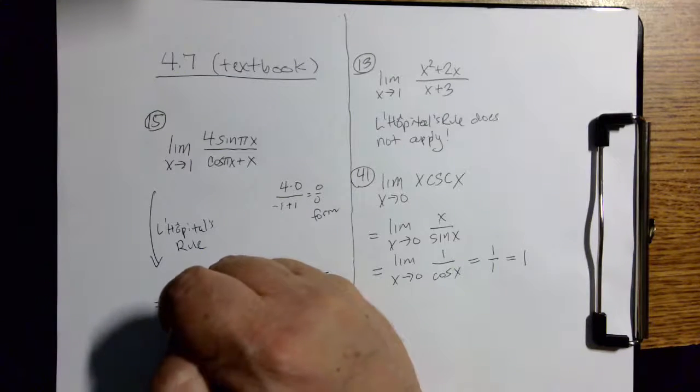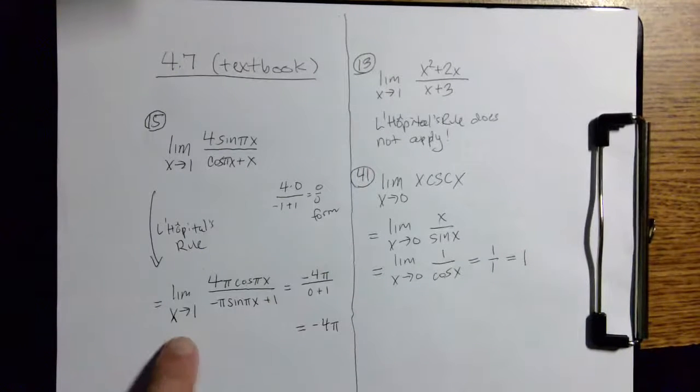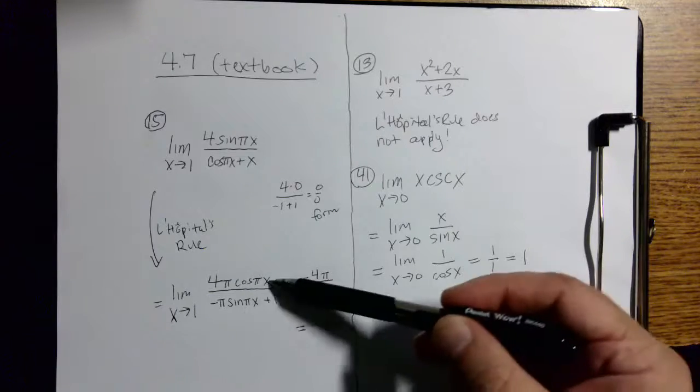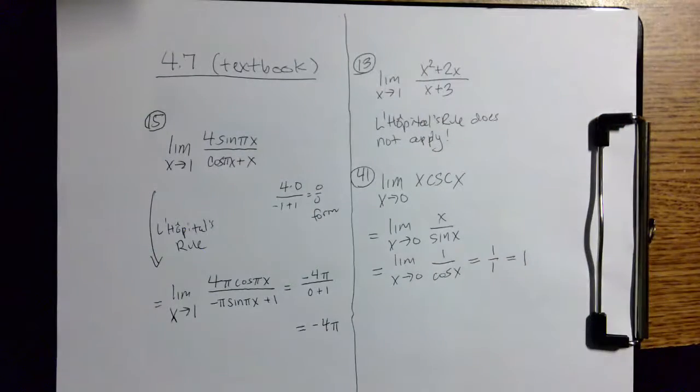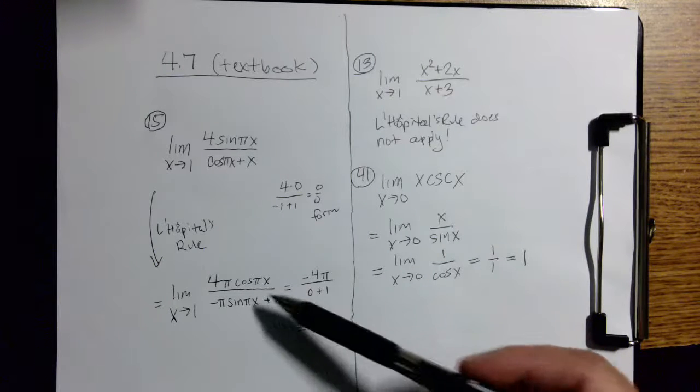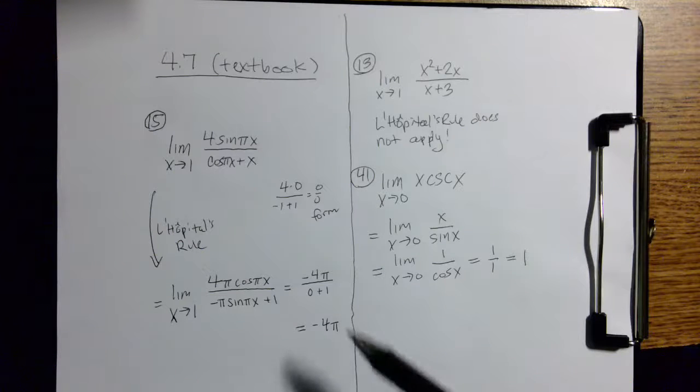So we've got the limit as x approaches 1, again, of now the derivative of the original numerator over the derivative of the original denominator. And that one we can just substitute in 1. If we do so, we get negative 4 pi over 1 or just negative 4 pi. So that is the answer that we found using L'Hopital's rule.